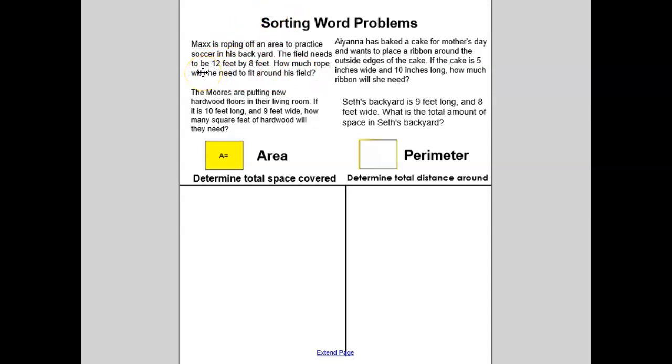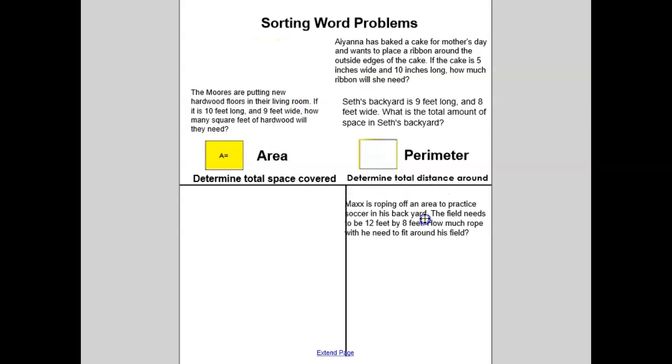Boys and girls, I know right away that this is a perimeter problem. And the reason why it's a perimeter problem is because it's only referring to the rope that he needs to fit around his field, not the total space of the field, just the amount of rope he will need to fit around his field. So I know it's a perimeter problem.